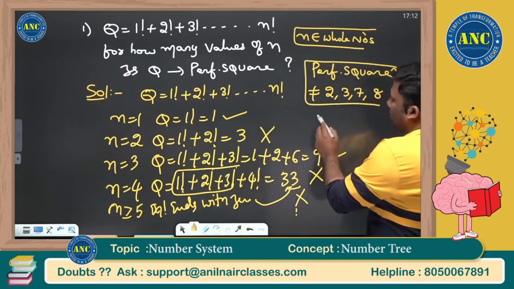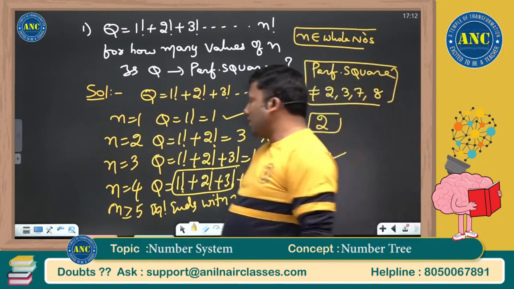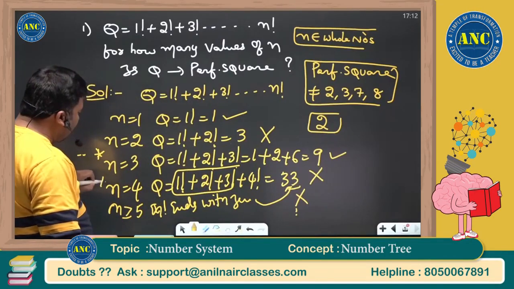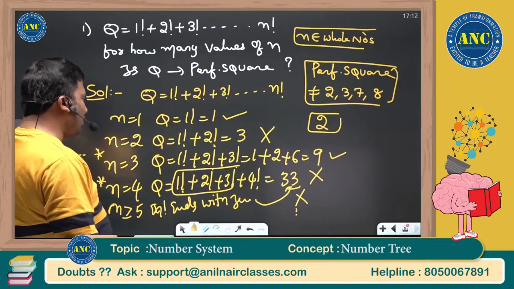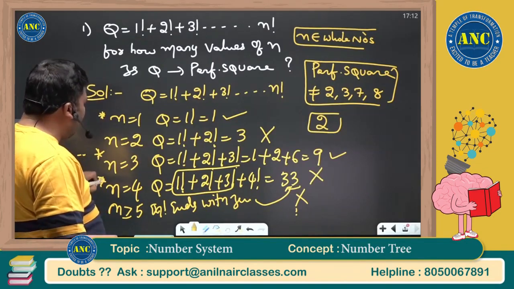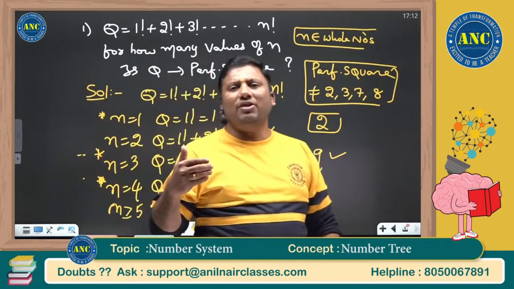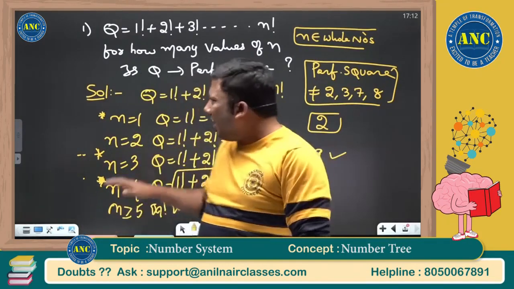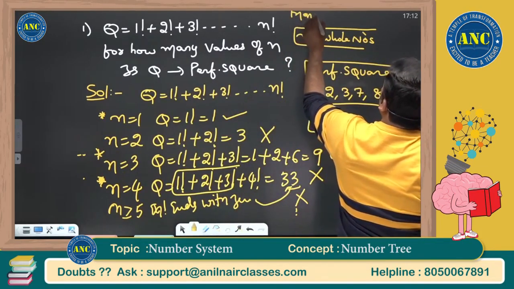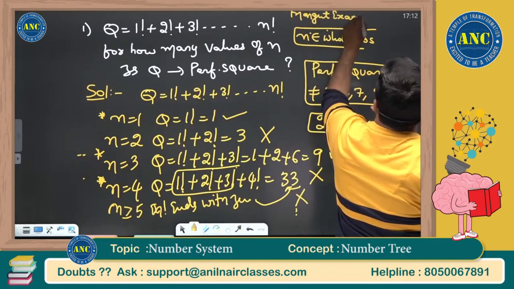So for how many values of n is this Q a perfect square? 2 values. What are those 2 values? n equal to 3 and n equal to 1. Sorry, n equal to 4 is giving you 3 at the end. This is one of the age-old mathematical Olympiad questions and an original management examination question. A perfect square never ends with 2, 3, 7 or 8.